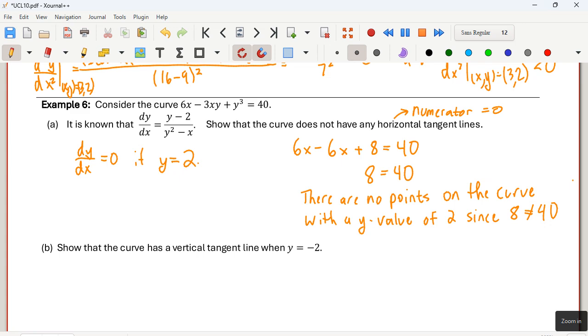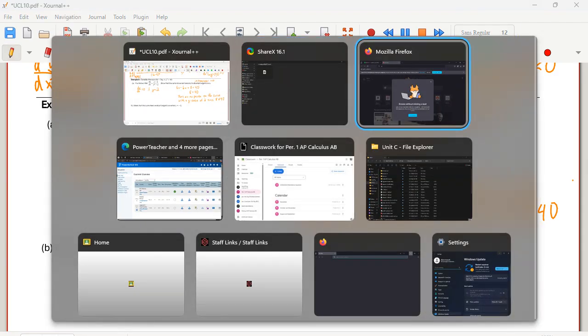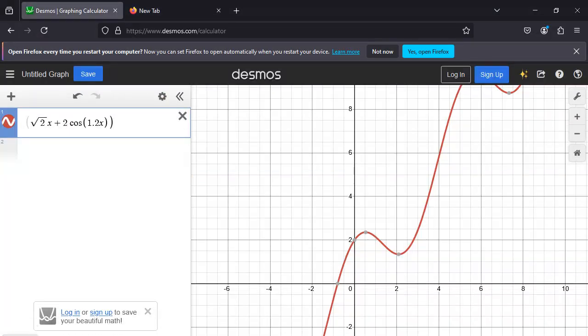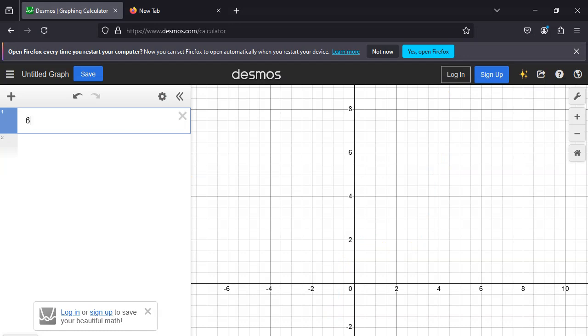So something has to, I mean, that's kind of what has to happen. If there are no horizontal tangent lines, but you clearly can make the numerator 2, then something's got to go wrong when you make y equal 2 in the original equation. If we jump over to Desmos real quick. It was 6x minus 3xy plus y cubed equals 40.